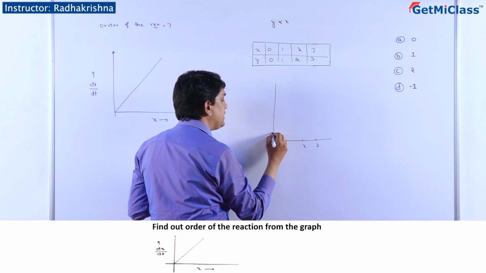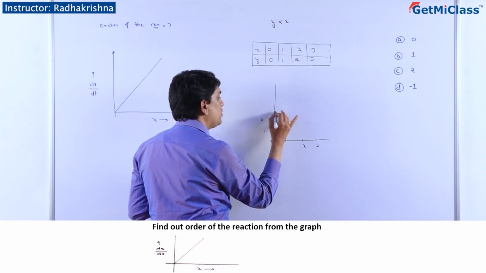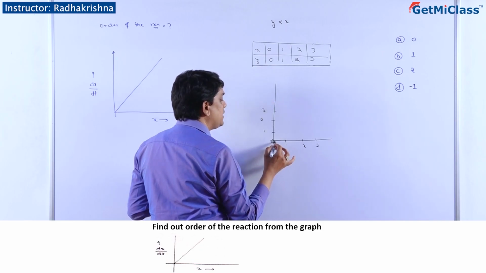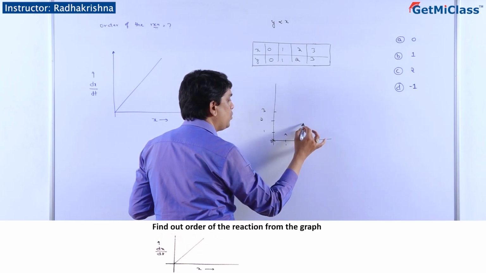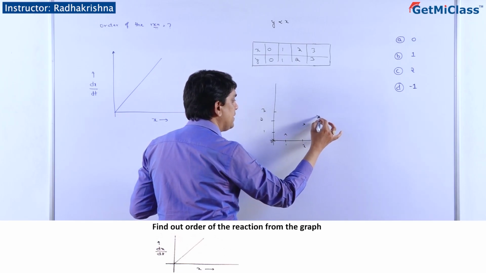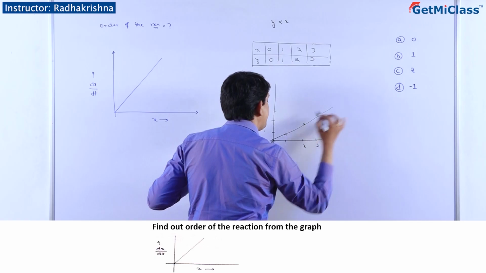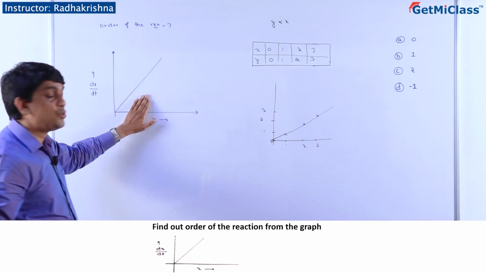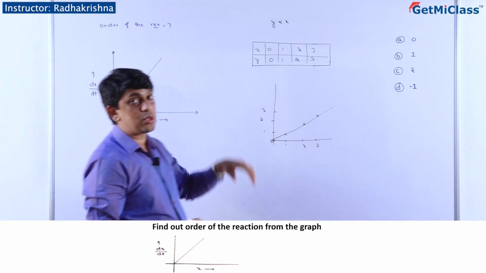Along y-axis 0, 1, 2, 3 and so on. For 0, 0, for 1, 1, for 2, 2, for 3, 3. We have a linear graph passing through origin. So you're saying that y is proportional to x.